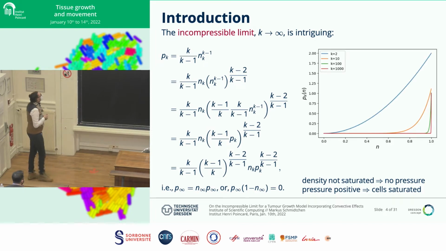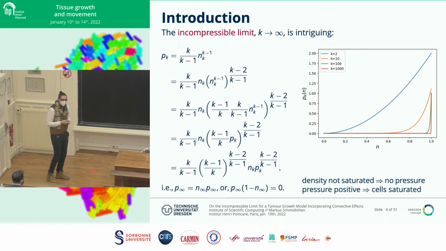And so what's going on here is, I've just taken this power law and I've plotted it for several values of k. And now you can see why this limit is called stiff limit or incompressible limit, because essentially the cells do not react to the pressure as k gets large unless our tissue is saturated. And so this is the limit that I'm interested in, because then we can make this identification.